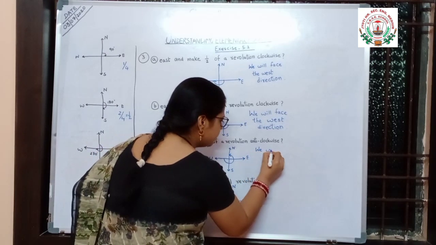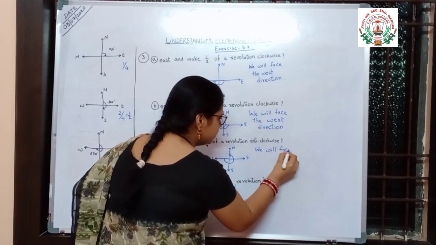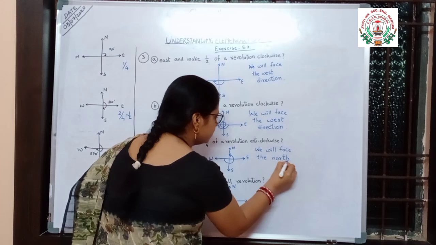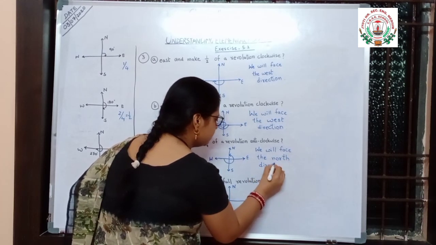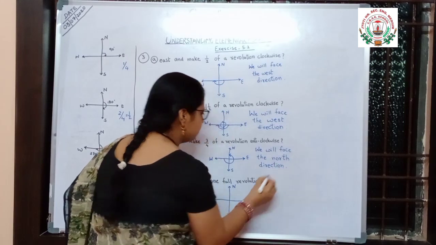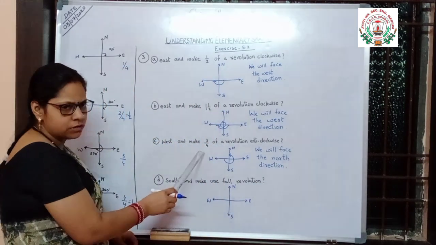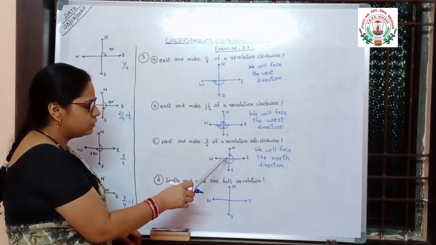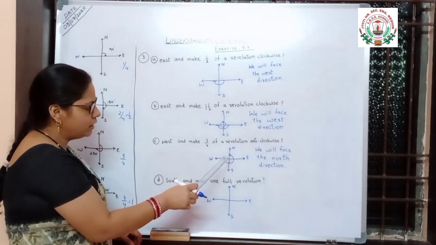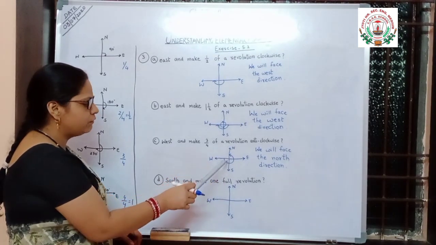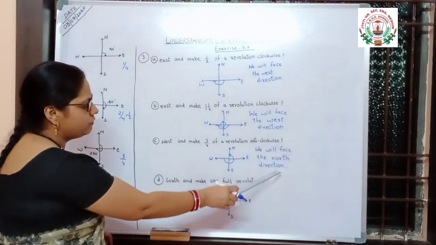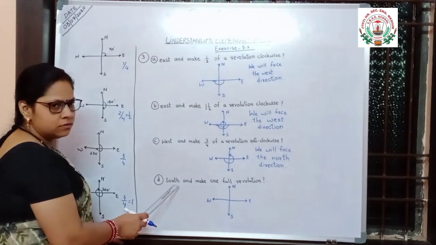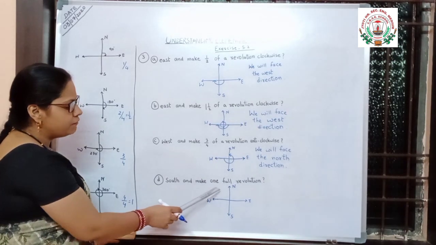We will now face the north direction. Three-fourths of a revolution means 3 parts out of the total 4, and anti-clockwise means in the reverse order. So this is covering 3 parts, and in the anti-clockwise in the reverse order. So from the west it will go to the north. So facing north direction.